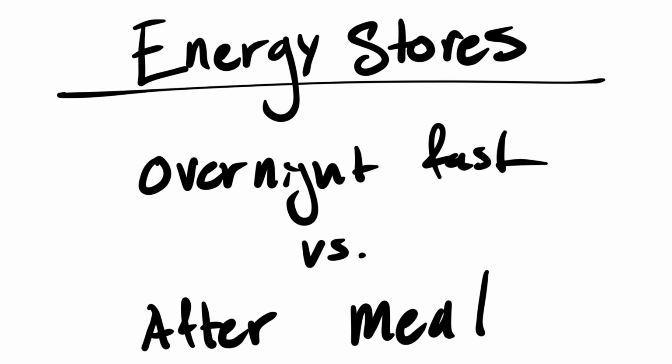Today we will be going over the different types of molecules which are used for energy after a meal versus after an overnight fast. Animal cells store glucose subunits as glycogen for short-term use, while plant cells store glucose subunits as starch for short-term use. So these stores are used for energy after a meal. Fatty acid subunits are stored as fats in both animals and plants and are used as energy stores after fasting.